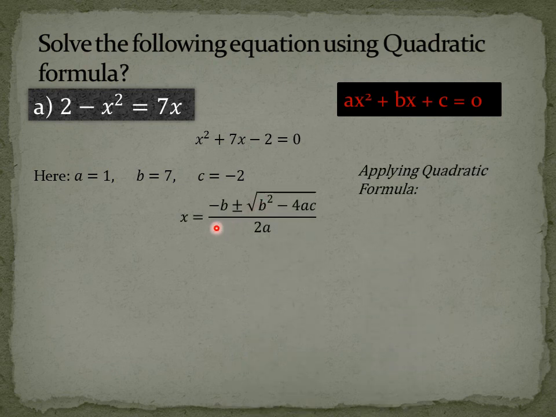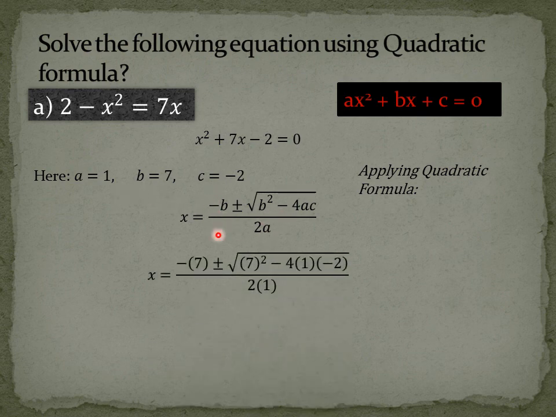Our quadratic formula is minus b plus minus under root b square minus 4ac over 2a. So now we will replace all a, b and c with its values. So the value of b is 7. So we will put 7, minus will remain the same, plus minus will remain the same, root will remain the same. And instead of b square, I will write 7 square, minus 4 will remain the same. Instead of a, we will write 1, c will be replaced by minus 2. And same goes in the denominator, 2 into 1, as 1 is the value of a.